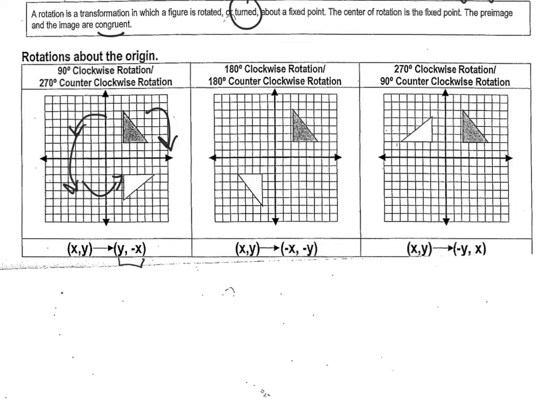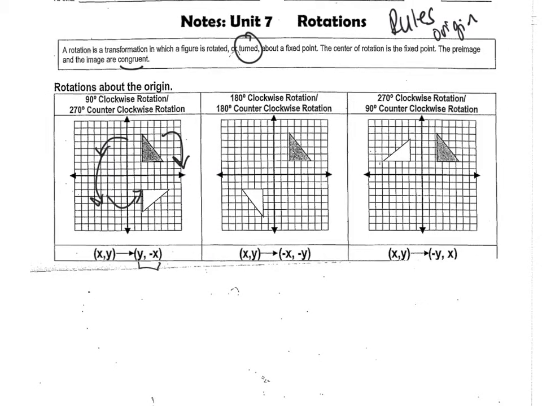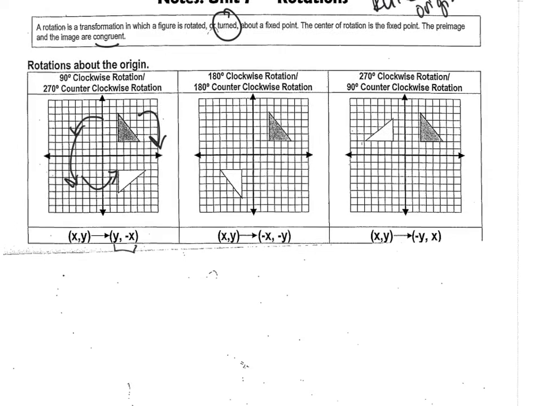For 180, clockwise, counterclockwise are the same because it's just complete opposites. If you say somebody just did a total 180, they've completely changed. They're the opposite of what they were before. So it's either 1, 2 turns to the right, or 1, 2 turns to the left, same thing. And look at your rule, look at what happens. It's the exact opposite of whatever was going on. So x and y now become negative x and negative y.